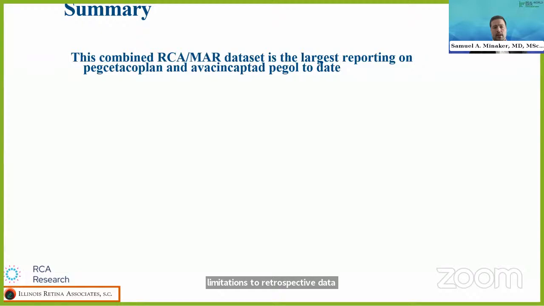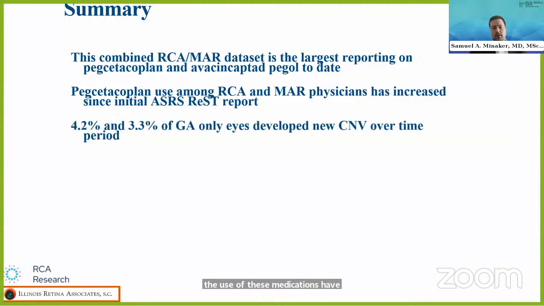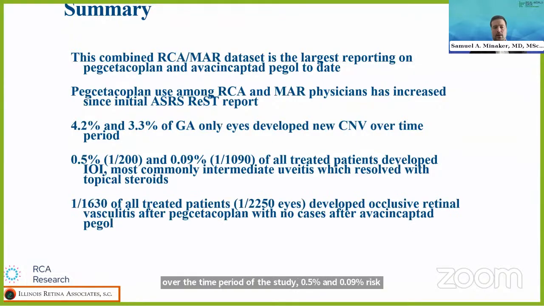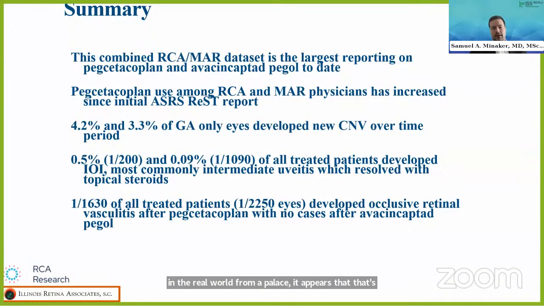And so in summary, this is a very large data set when we collaborate with Mid-Atlantic Retina. The use of these medications have increased across both practices since the initial REST report, a 4.2 and 3.3% risk of CNV over the time period of the study, a 0.5% and 0.09% risk of mild IOI, and a 1 in 1,630 risk of occlusive retinal vasculitis after pegcetacoplan, just first injection, based on our data set, although in the real world from Apellis, it appears that that's closer to 1 in 4,000, and there were no cases of avacincaptad pegol.